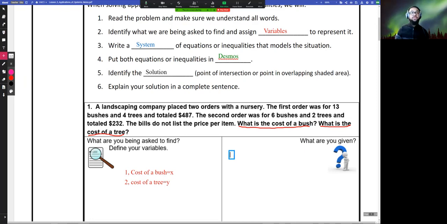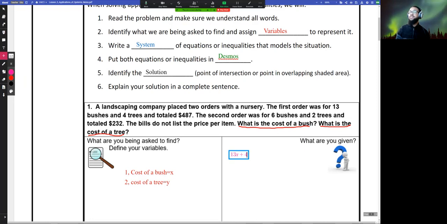Now, what's my variable for bushes? My variable is X. So I have 13X, 13 bushes. In addition to that, I also have 4 trees. So 13X plus however many trees I had, which was 4. And since I don't know the price of this, that's what we're getting our variables for. That's what the cost is, X and Y.